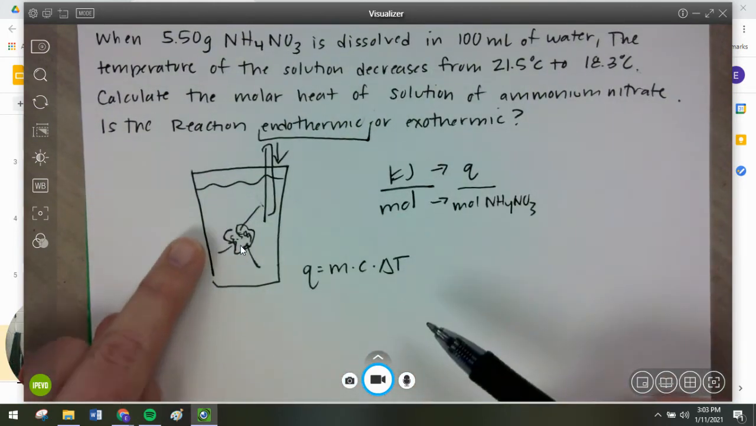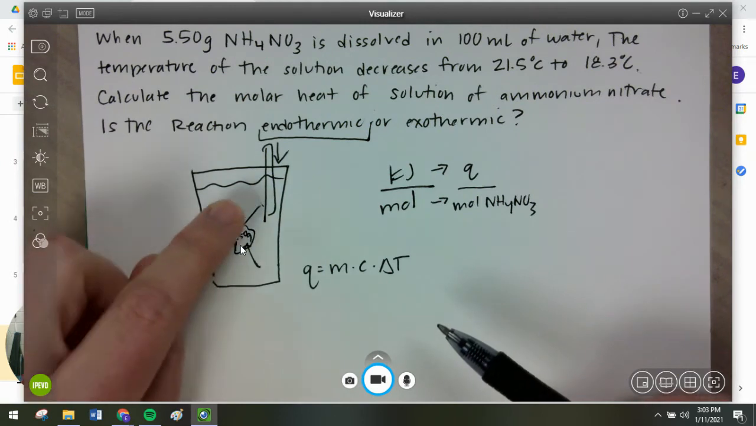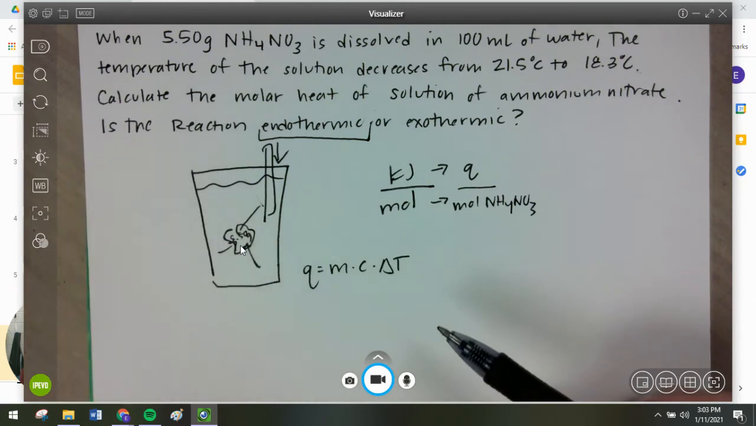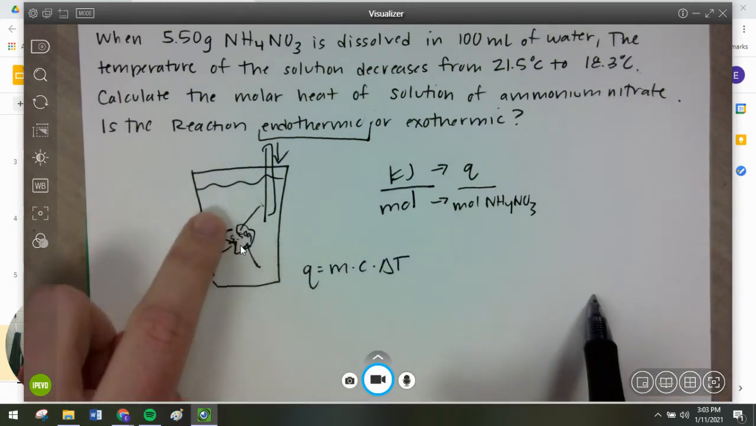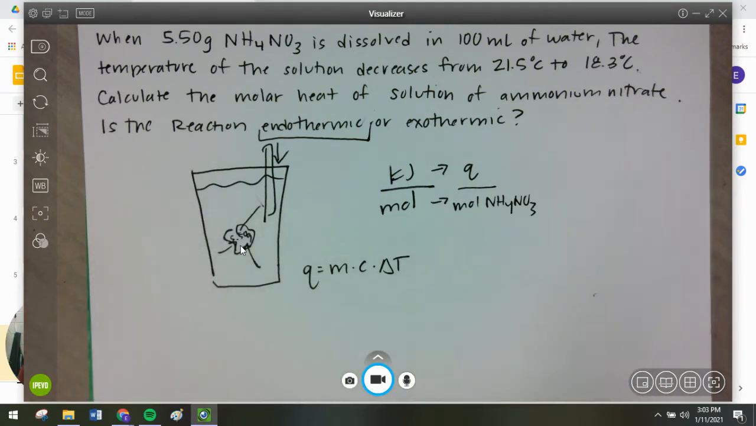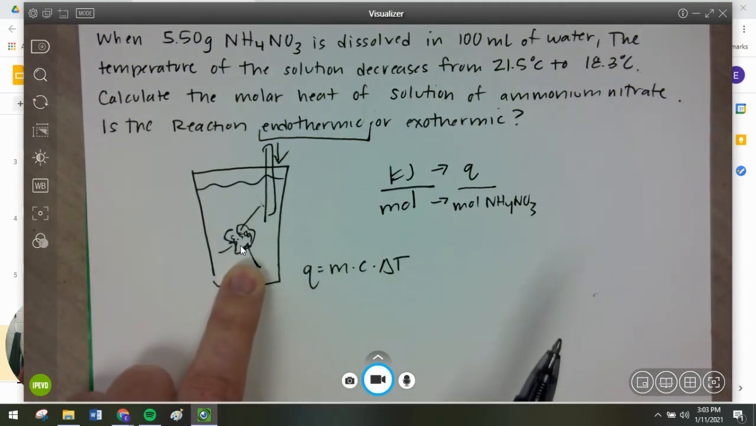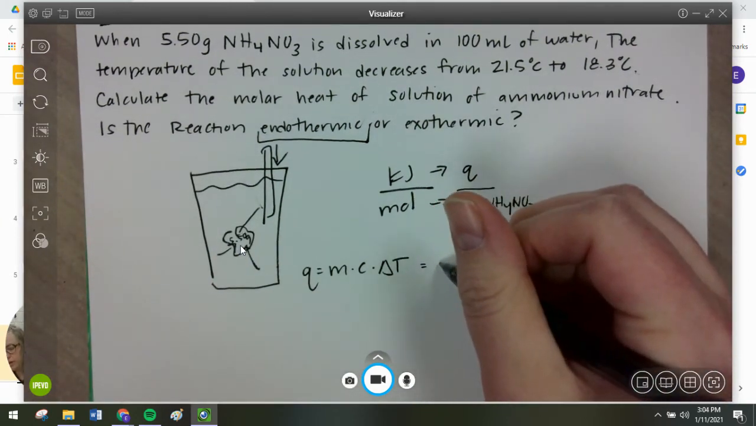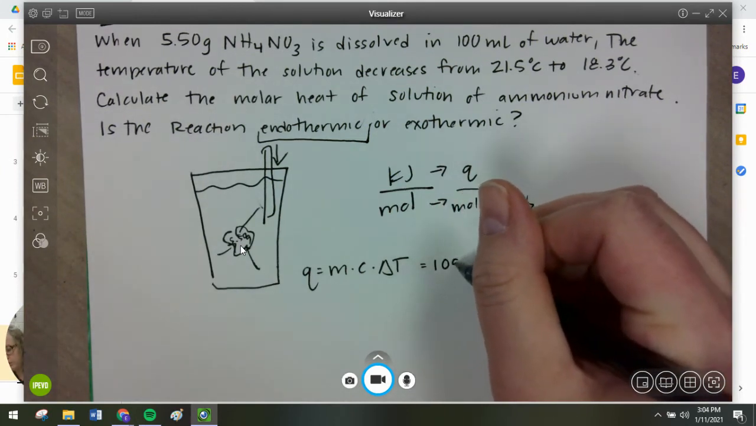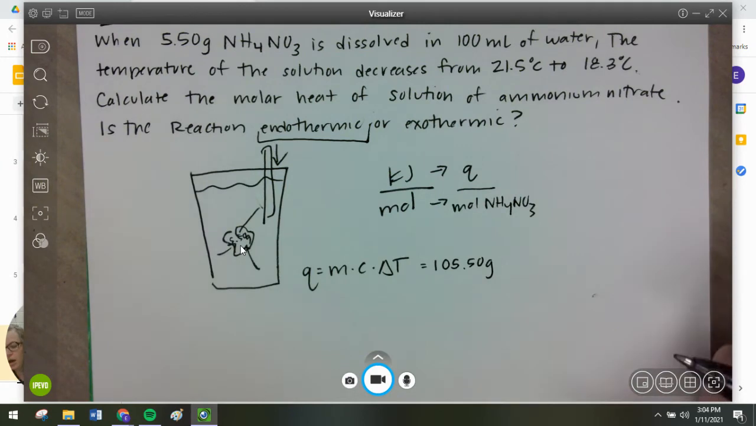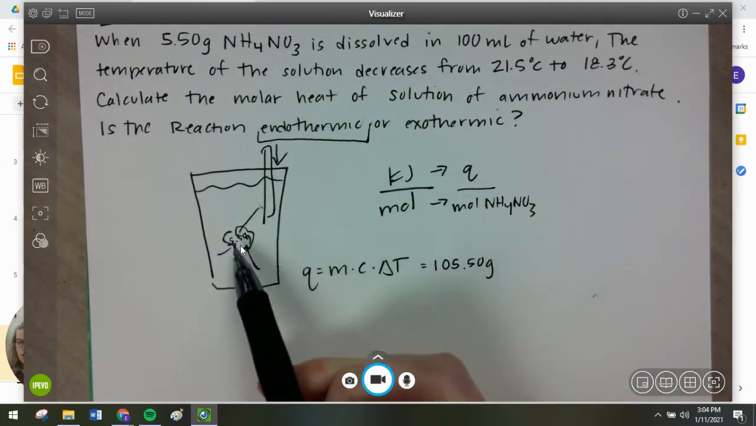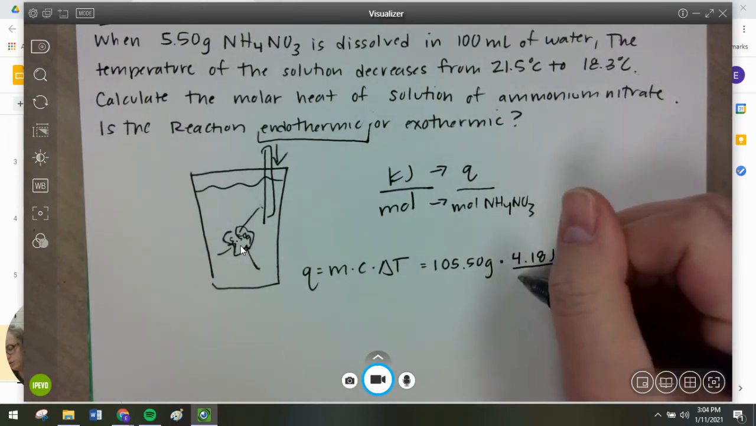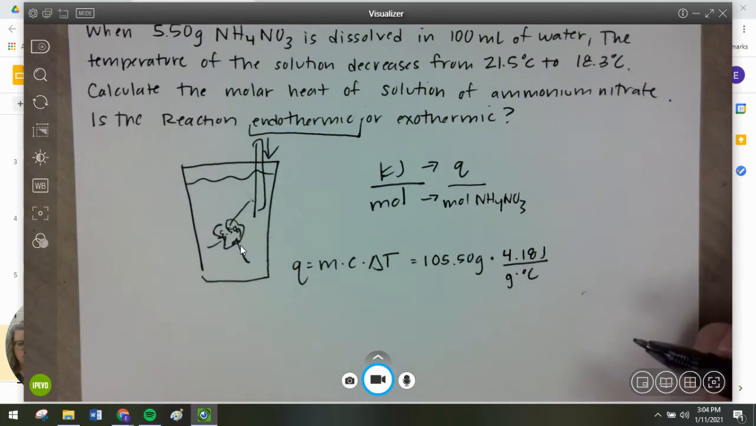Because the thermometer is in a mixture of the solute and the solvent, in the case of a reaction where everything is mixed together and it's not in its own separate container, we have to take the mass of the liquid and the solid together. So our mass is not 100 grams like it usually was. It's actually going to be 105.5 grams of solution, because it's the water and the chemical together. My specific heat is 4.18 joules per gram degrees Celsius, because it's the same as water.